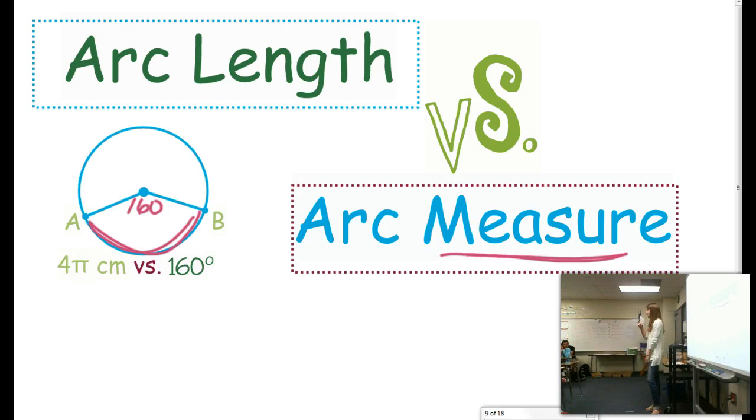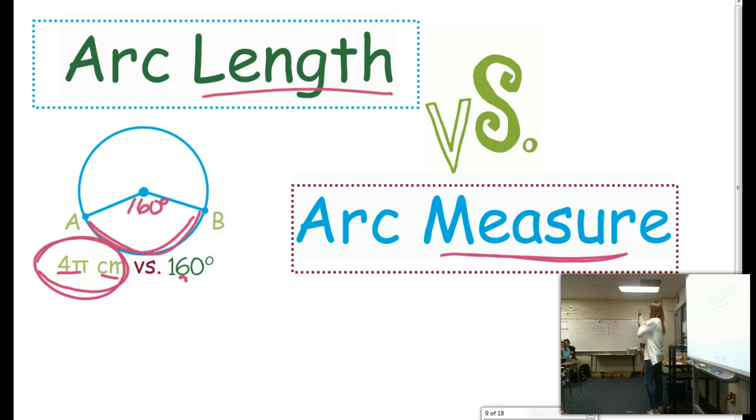We learned on Friday, if you weren't here, that a central angle equals its arc. So I don't want you to get confused. When I say, how long is arc AB? I do not want you to say 160. Because if I'm asking how long it is, I'm asking for the length, 4 pi centimeters. So there's a length and there's a measure. You have a height and you have a weight.